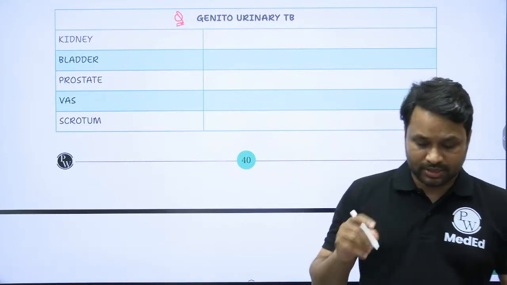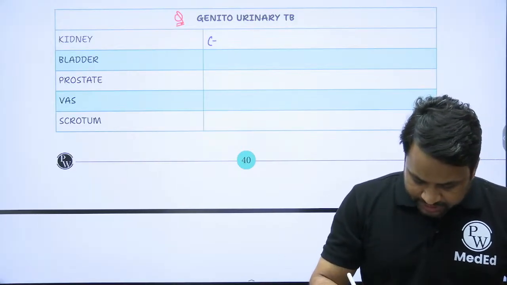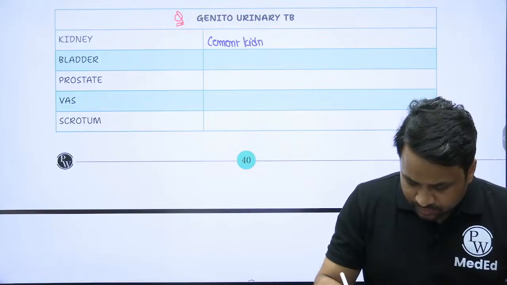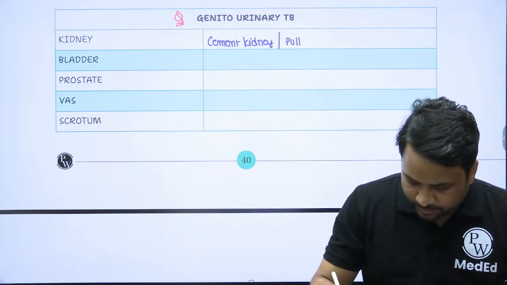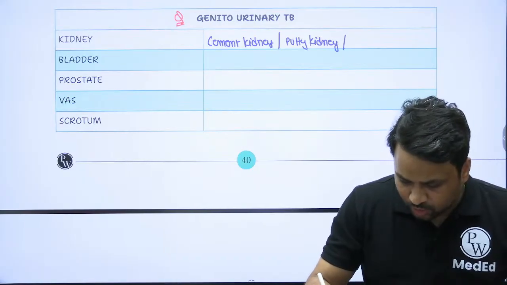Genitourinary tuberculosis is important. What are the findings that you will see in the kidney? In the kidney, you have the cement kidney. The cement kidney will become putty kidney. Eventually, this putty kidney will convert into autonephrectomy.